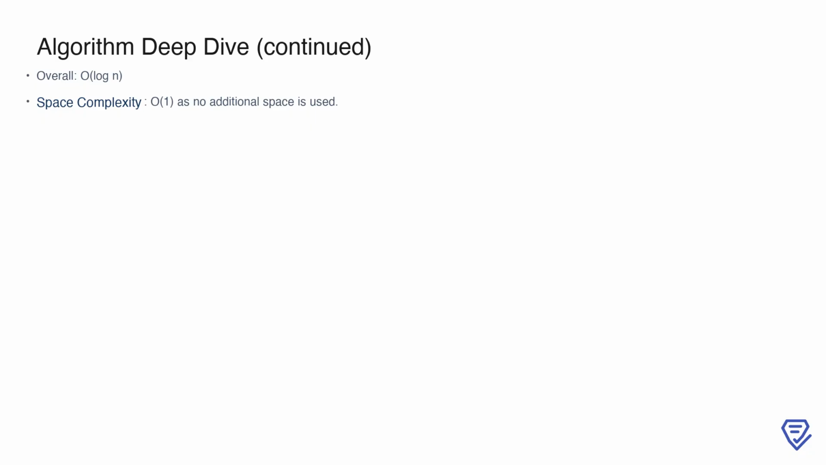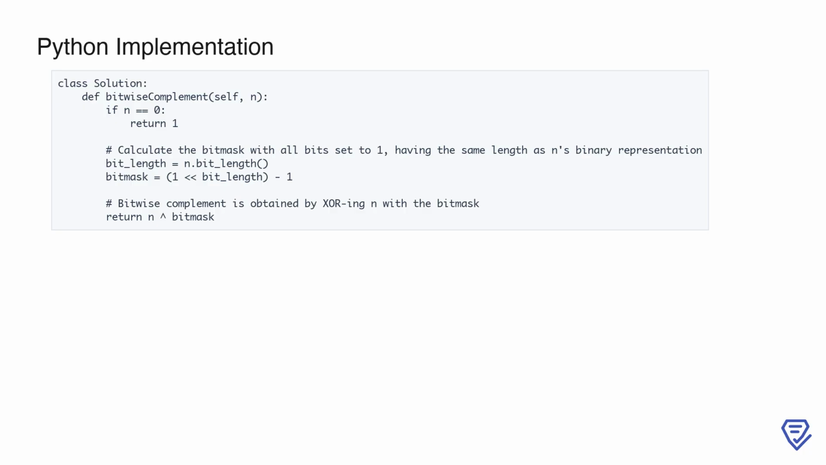By leveraging the properties of binary numbers in bitwise operations, the algorithm achieves an optimal balance of performance and simplicity, making it a robust and elegant approach to solving the problem of finding the complement of a base 10 integer. The solution to LeetCode problem number 1009, Complement of Base 10 Integer, is implemented as follows.